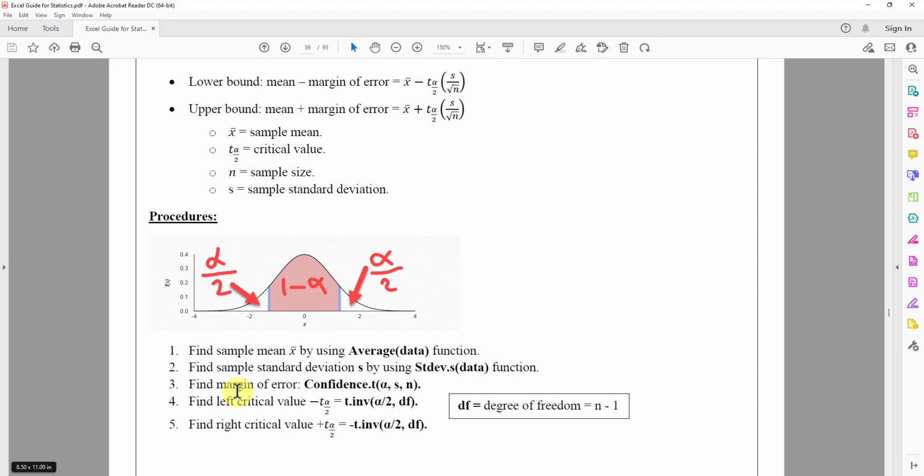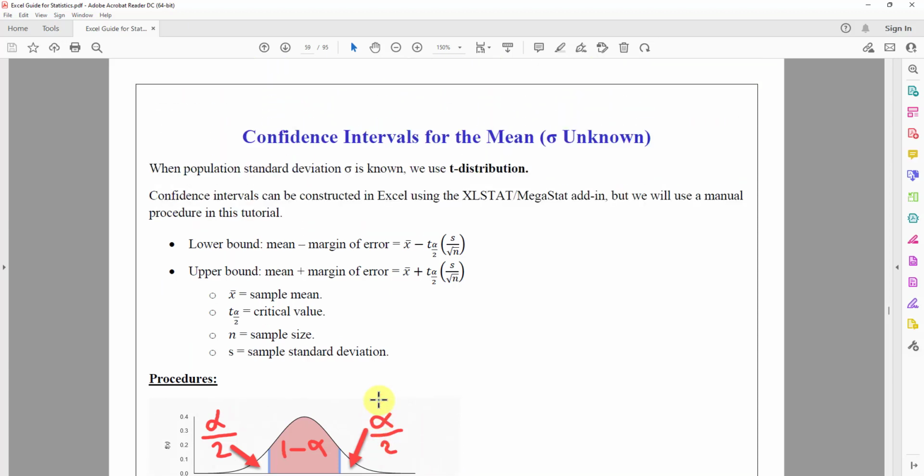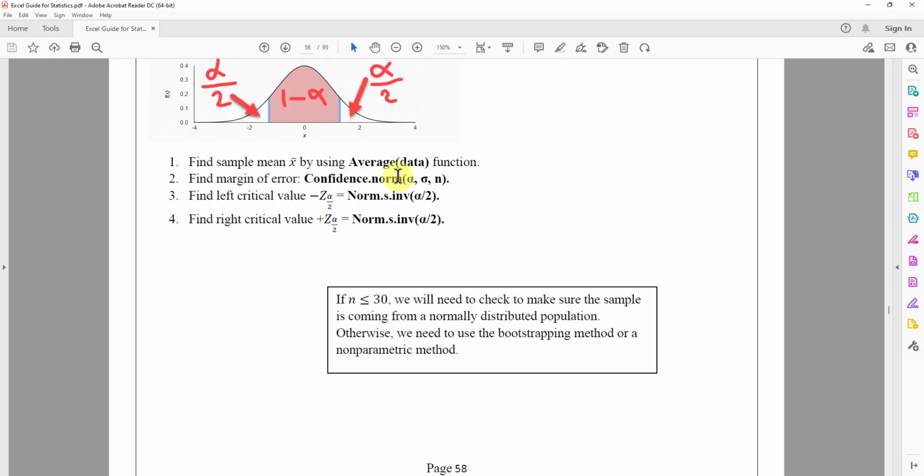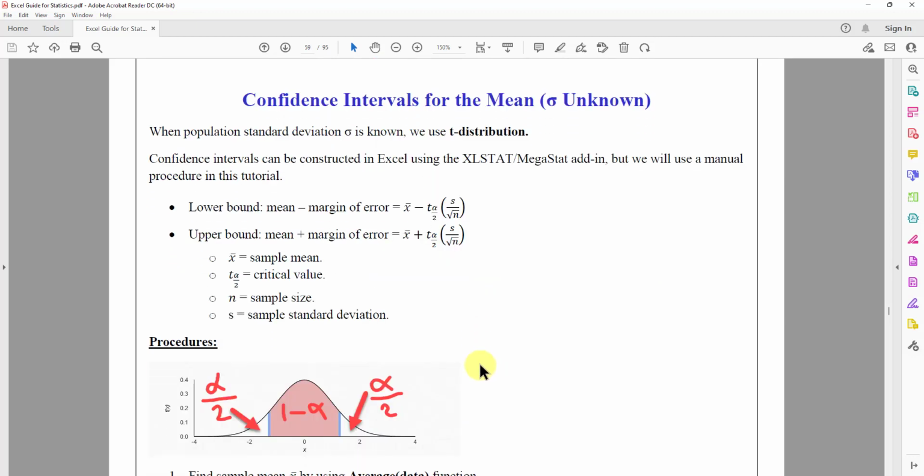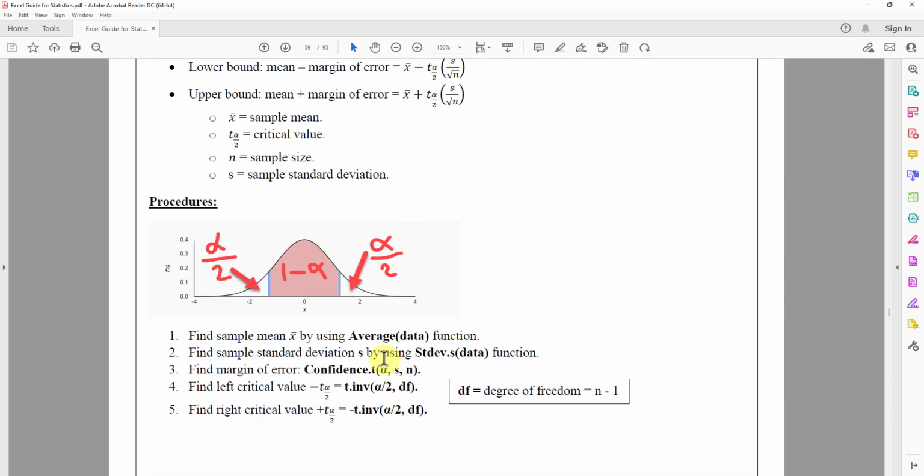To find the margin of error, we use CONFIDENCE.T. This is the student t distribution, so we use CONFIDENCE.T. In the last section, we used CONFIDENCE.NORM because that was the z distribution. Again, the margin of error function takes in 3 inputs: the alpha, which is the significance level, then s, the sample standard deviation, and n. In the last case, we used sigma, but now we don't have sigma, so we use the sample standard deviation s and the sample size n.